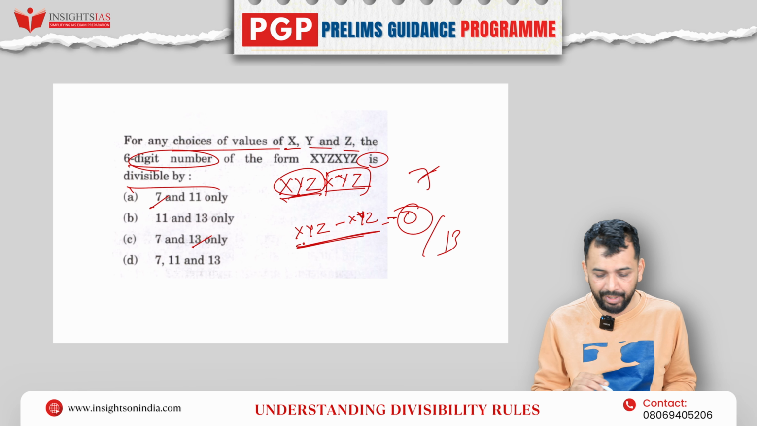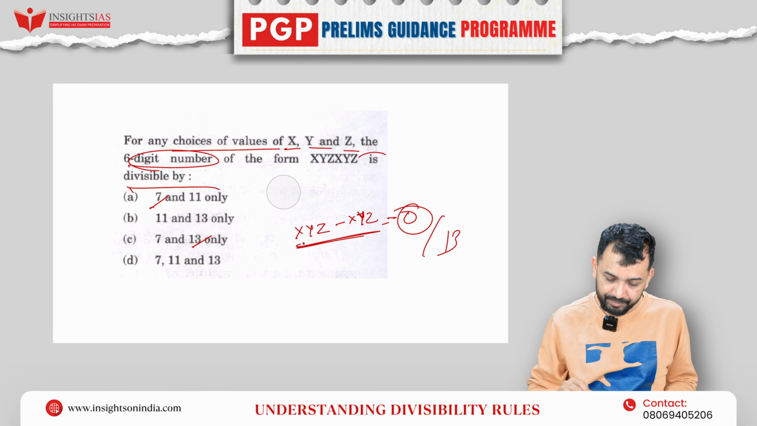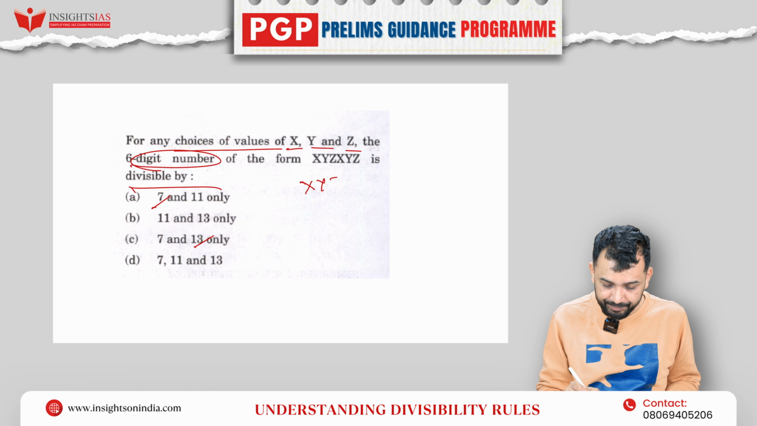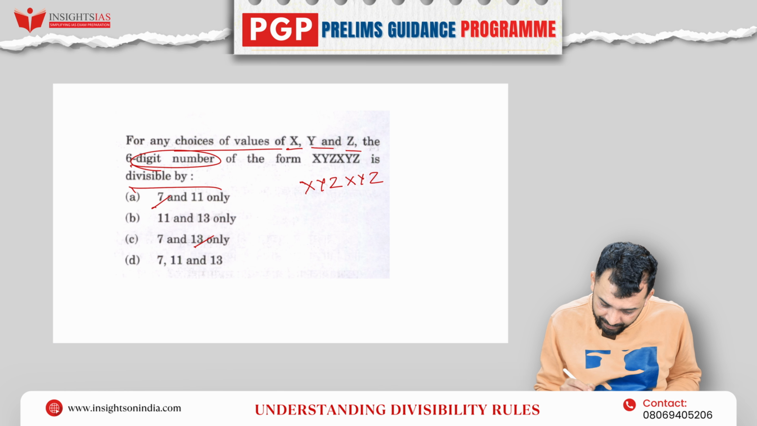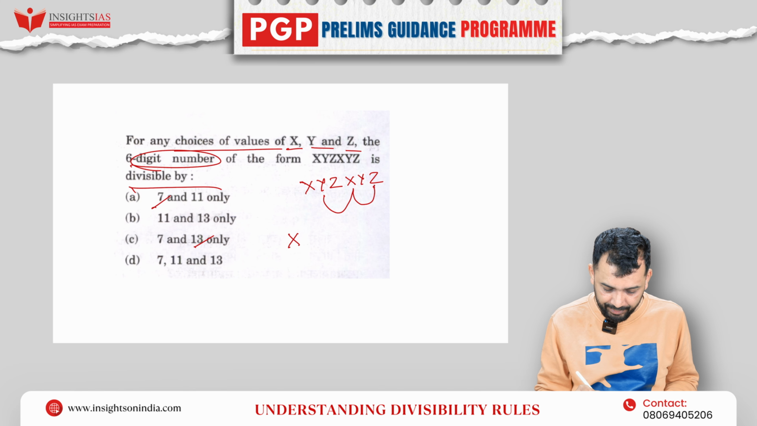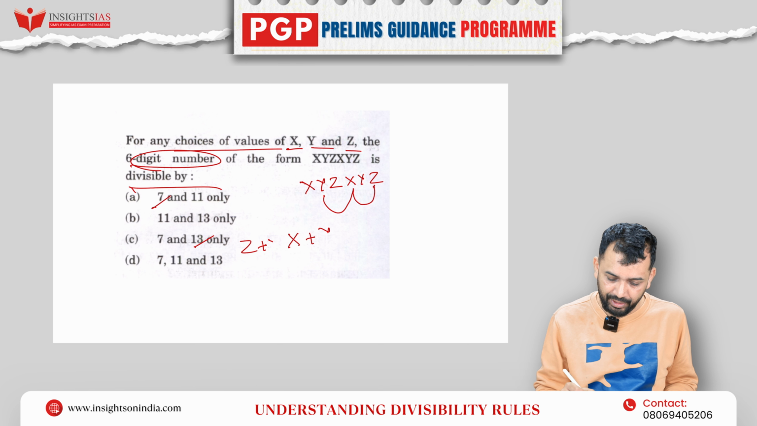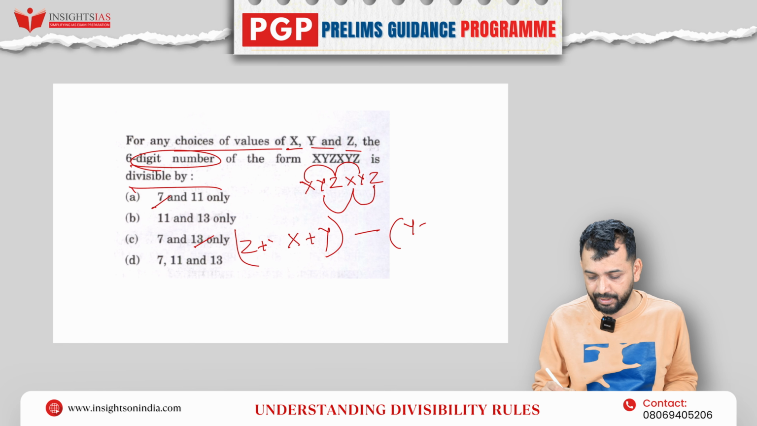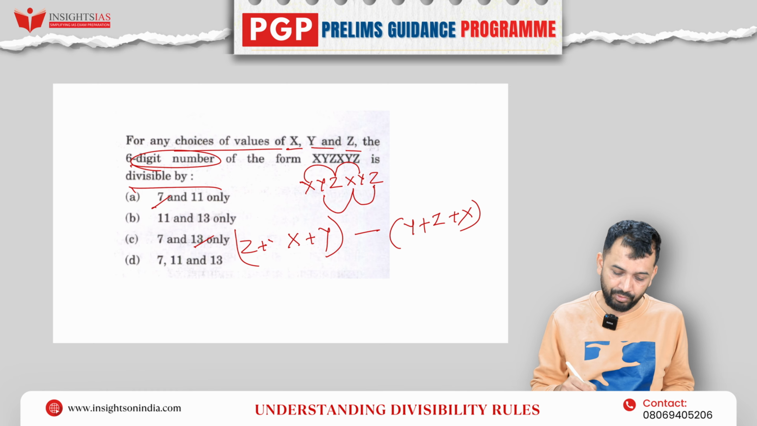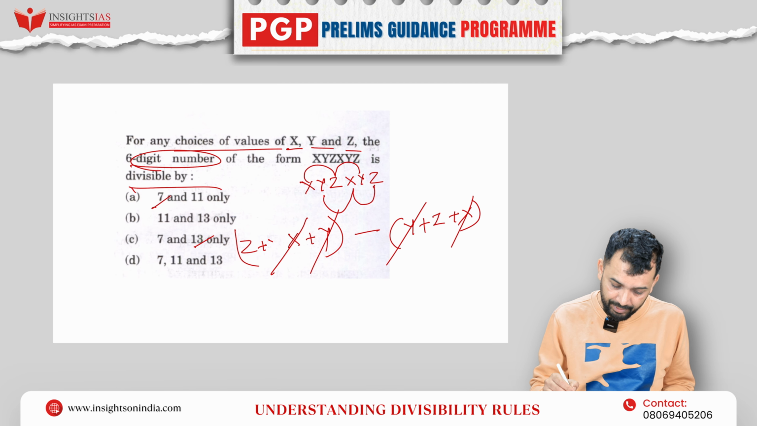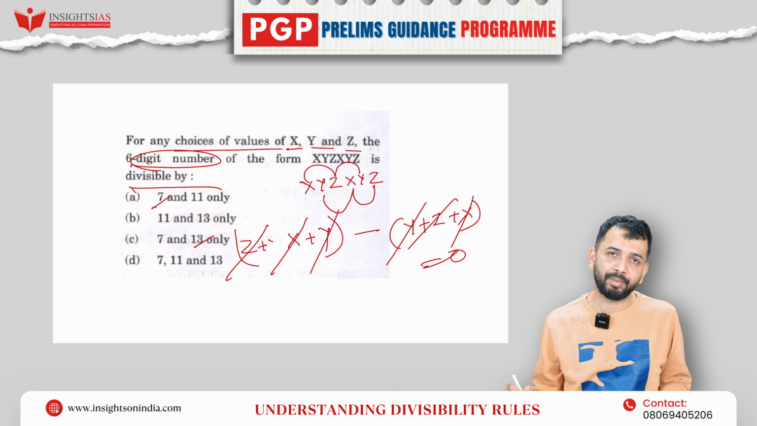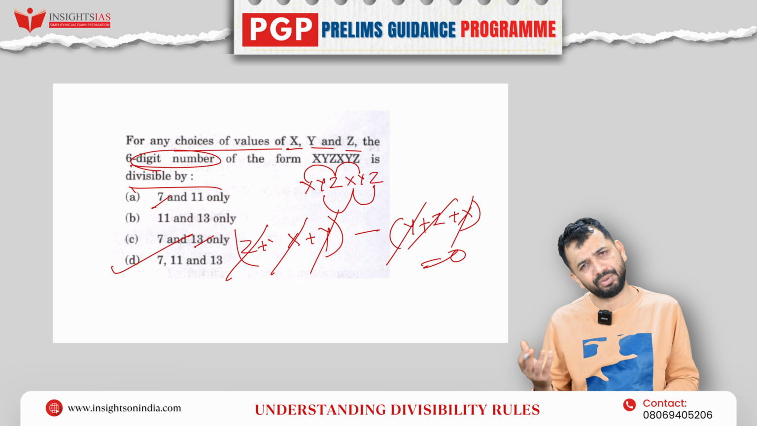Now, what is the rule for 11? All you have to do is, X, Y, Z, X, Y, Z. I have to add alternate digits: Z plus X plus Y, and the other alternate digits Z plus X plus Y. This is one minus Y plus Z plus X, Y plus Z plus X. Now, minus Y plus X minus Z, everything gets cancelled. So the answer is 0. So that means it is also divisible by 11. So the number will be divisible by 7 also, 11 also, 13 also.